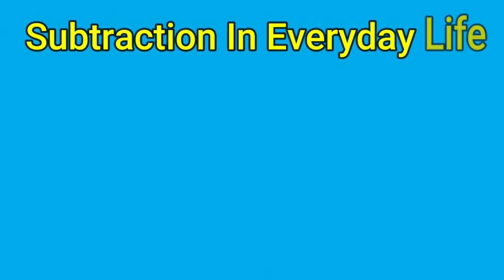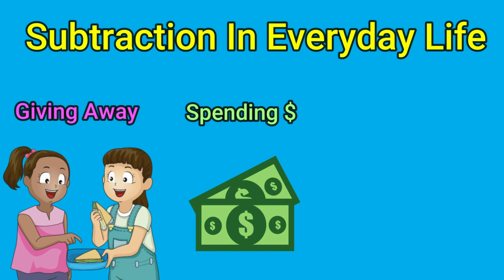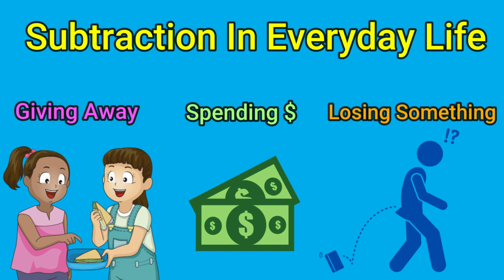For example, if you're trying to figure out the problem 5 take away 2, you could use your fingers as a counting tool. You could take 5 to start with, and then take 2 away, and you're left with 3 as an answer. We use subtraction in our everyday lives, even if we don't always think about it. Giving something away, spending money, or any time that you lose something are all examples of subtraction.